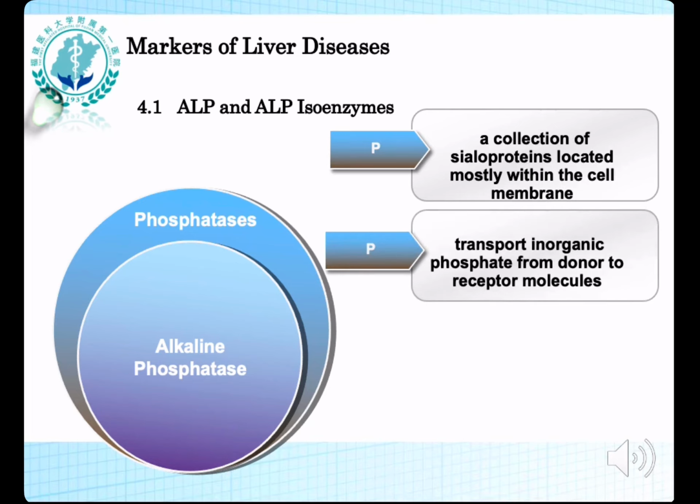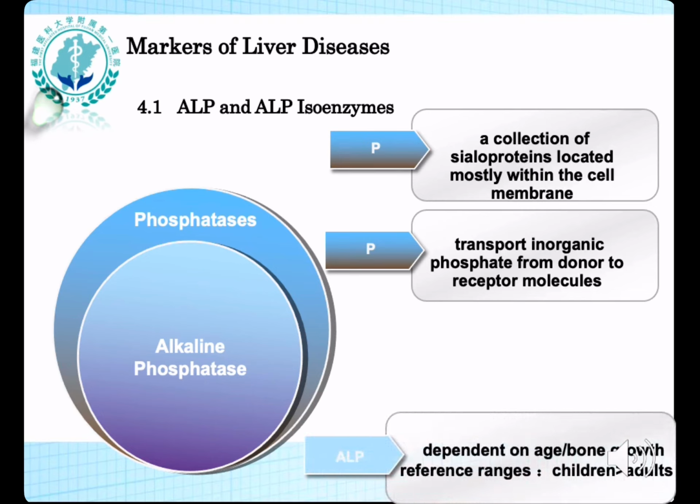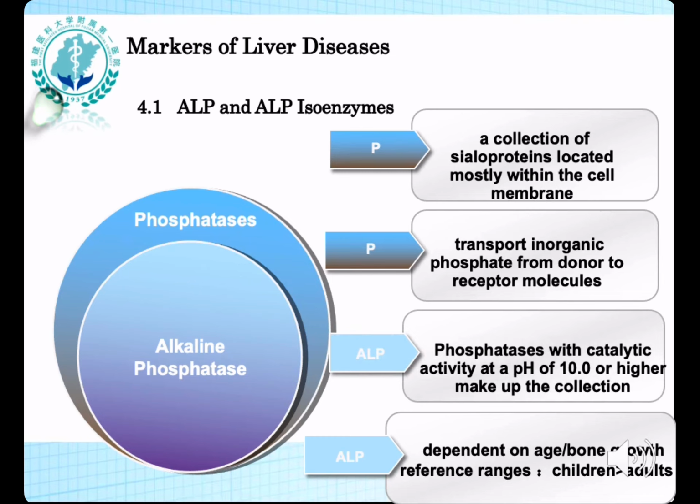Alkaline phosphatase is the phosphatase with catalytic activity at a pH of 10 or higher. The level of ALP is dependent on age and bone growth. The reference ranges of ALP in children are higher than those in adults.